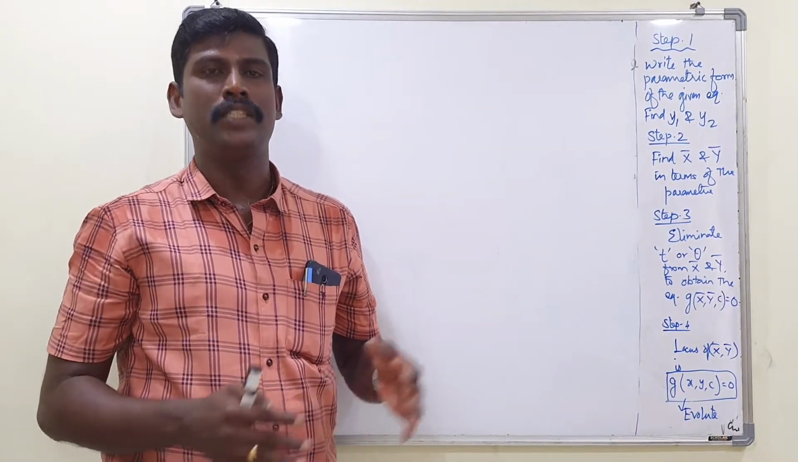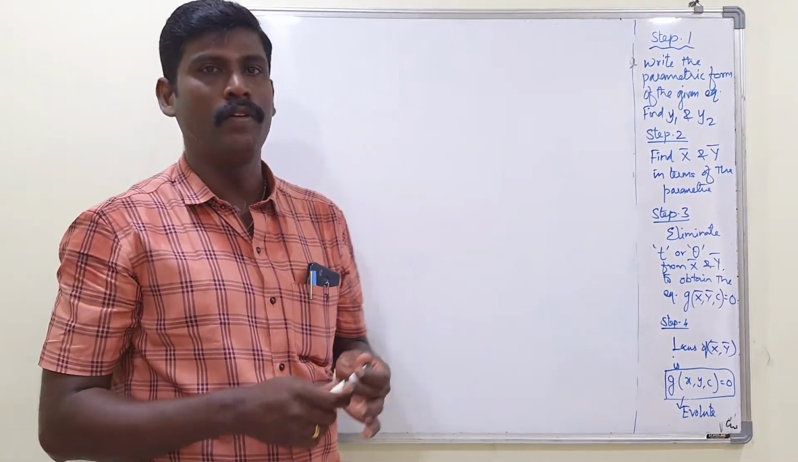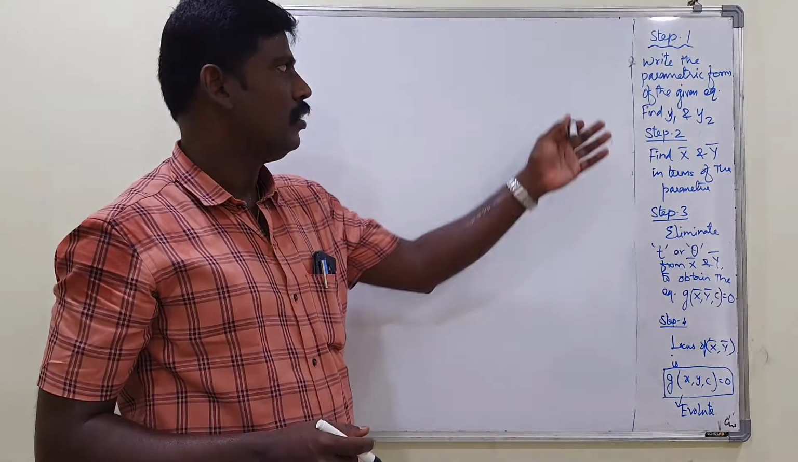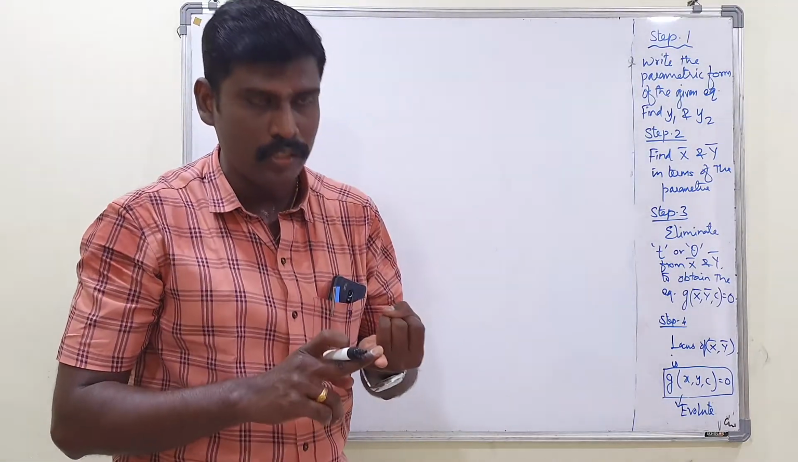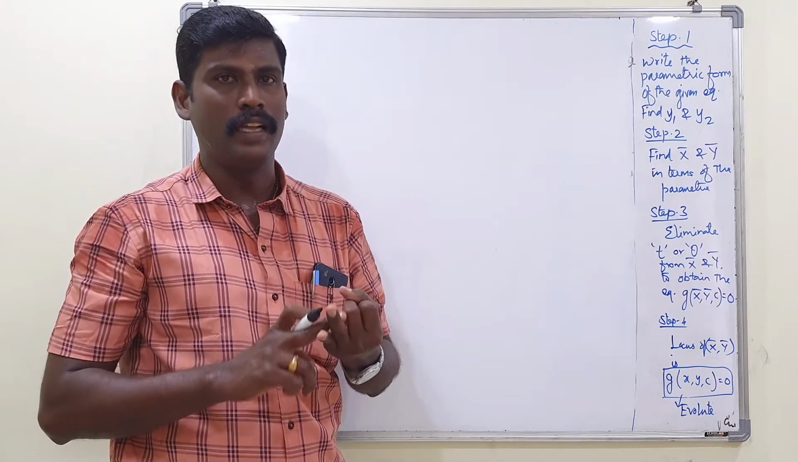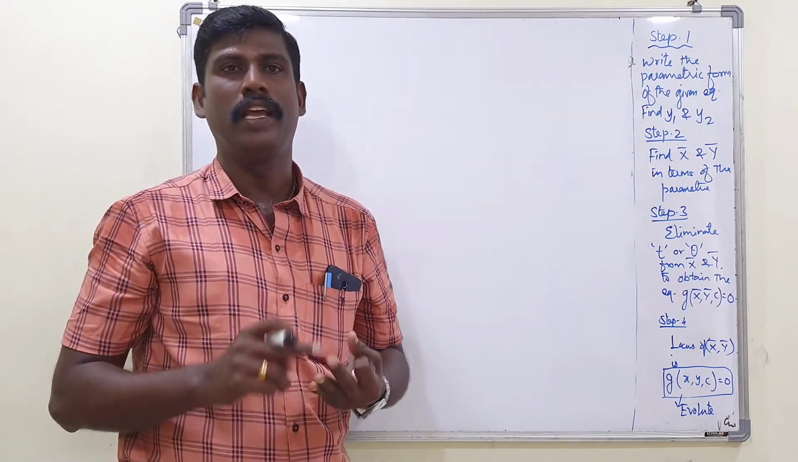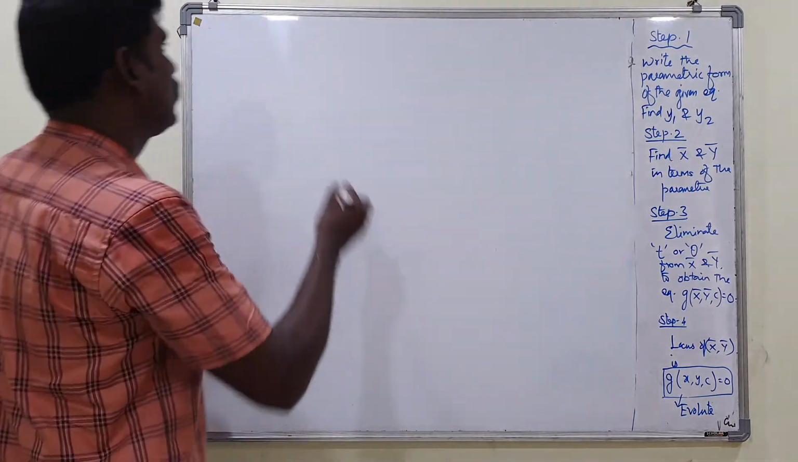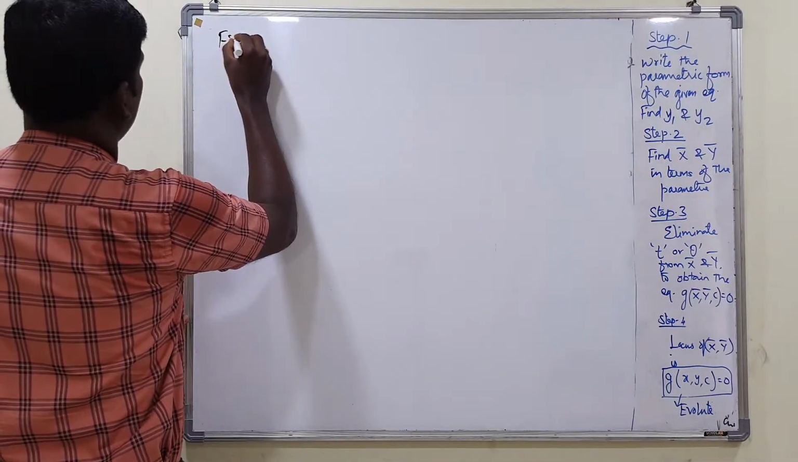This session is the continuation of the previous session. Already we found the evolute of the given curves, isn't it? Right? Evolute of the given curve y square is equal to 4ax parabola, and then evolute of the hyperbola, evolute of the ellipse. Now I am going to find out the evolute of the rectangular hyperbola, right?